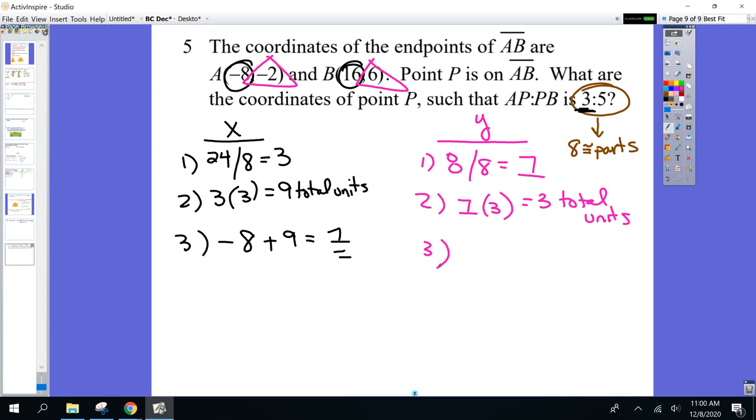Guys, some of you forgot to go this extra step. You just left 3 as your y-coordinate. No. You're going from -2, 3 units up. So you end up at 1. So yes, my partition point here would be (1, 1). Whew.